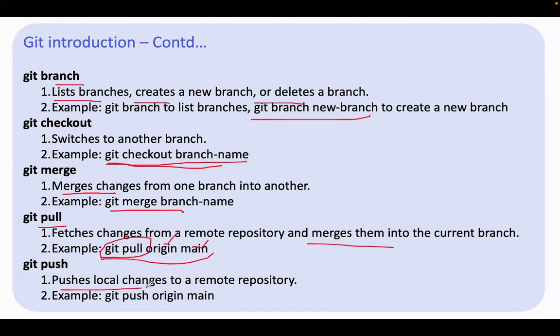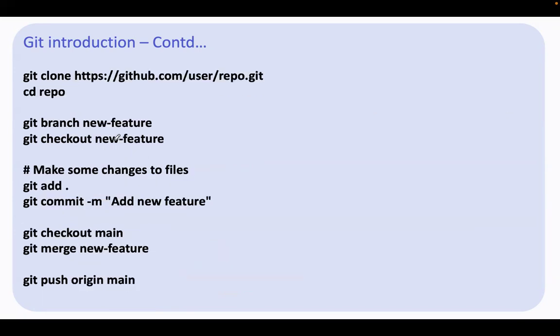So git push pushes your changes to the remote repository. The command is git push origin main, or if you're doing it for the first time, you have to say -u. That is nothing but setting the upstream to origin main. So sample commands are given here.